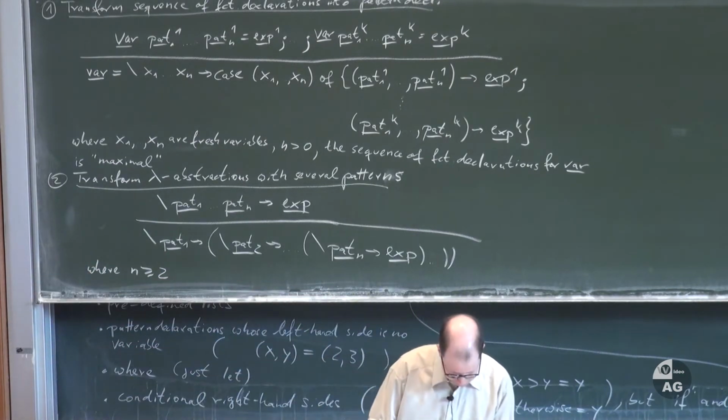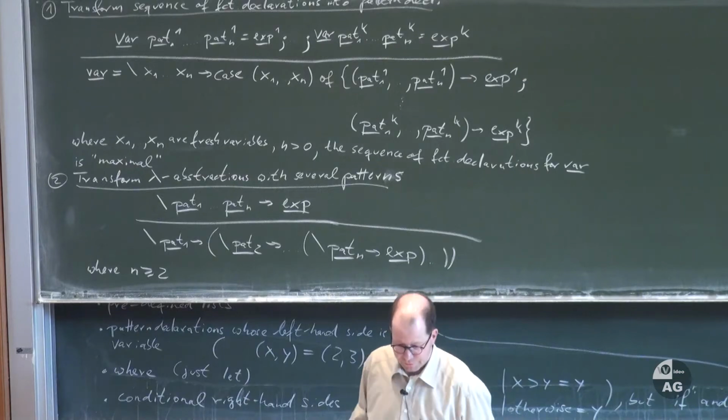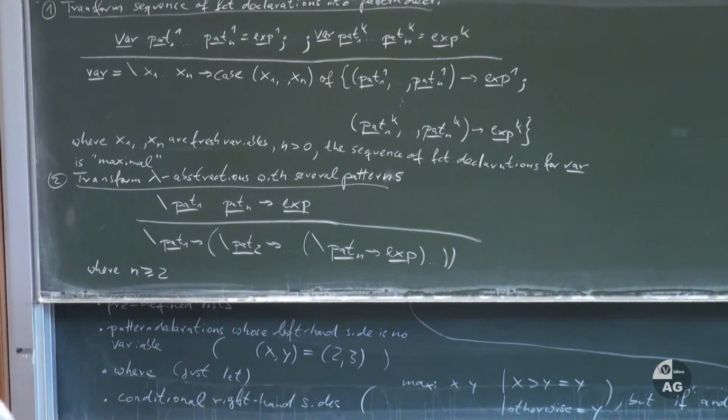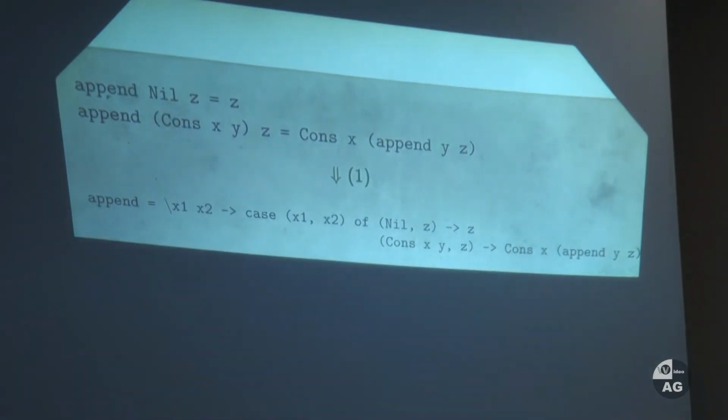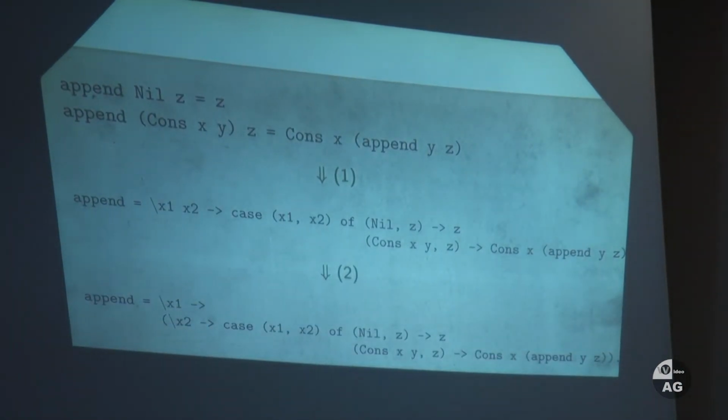So if we do this in our example, then, well, instead of lambda x1, x2, we now have two nested lambdas. And the rest remains the same. So what's the next problem?